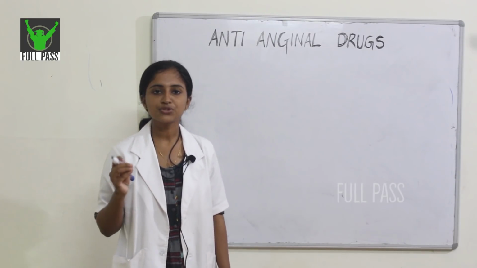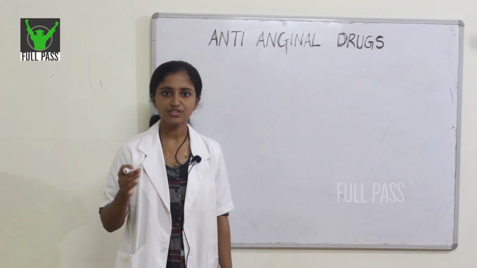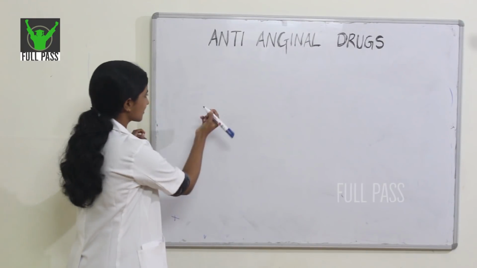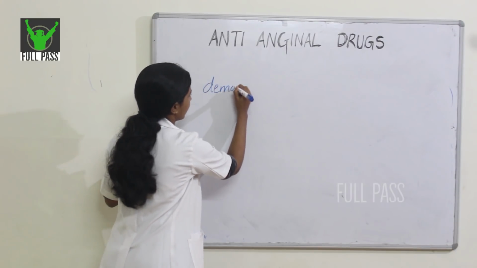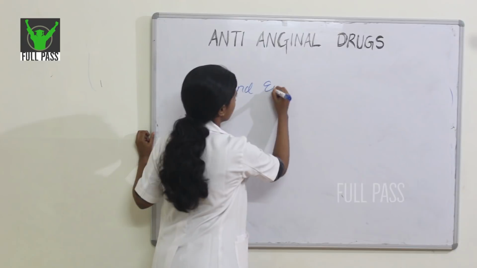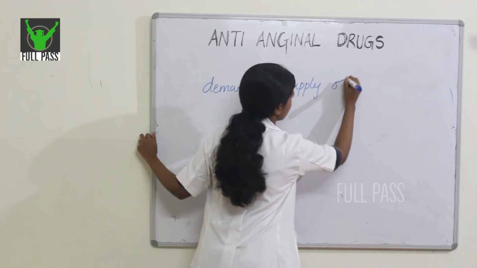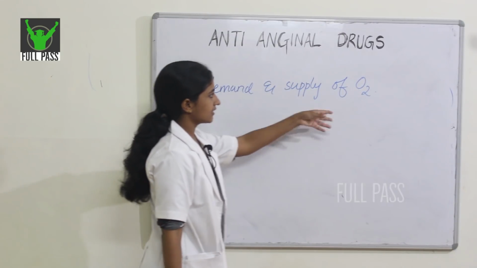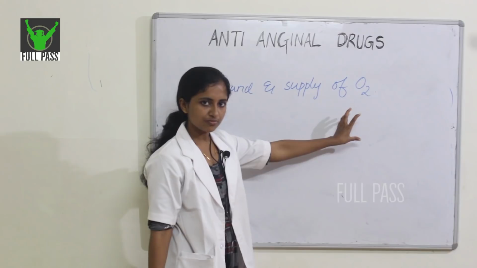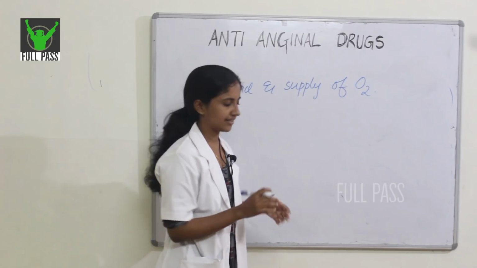This happens due to the discrepancy in the demand and supply of oxygen to the myocardium. Because of this decrease in oxygen supply to certain areas of myocardium, we have the myocardial ischemia and we have the anginal pain.